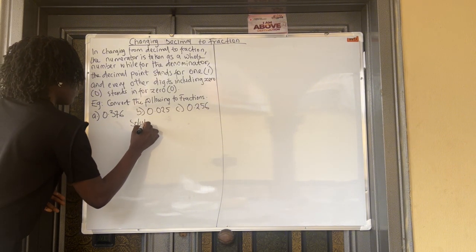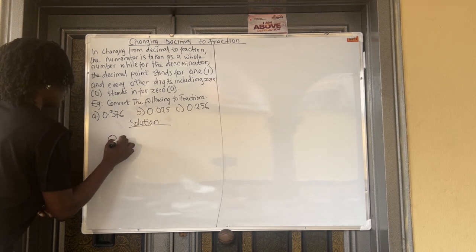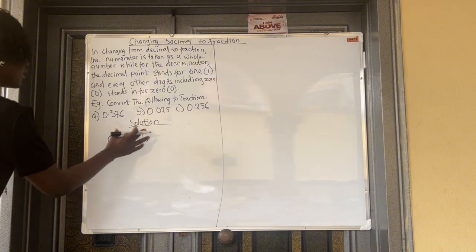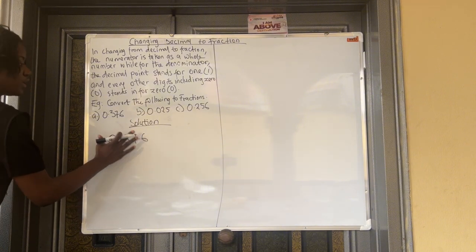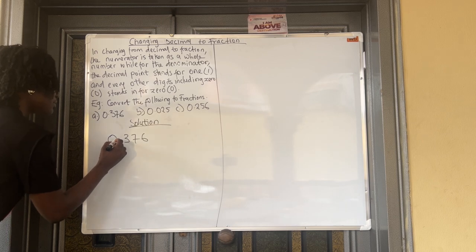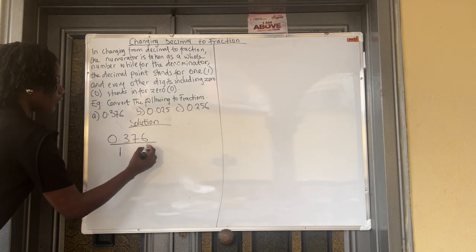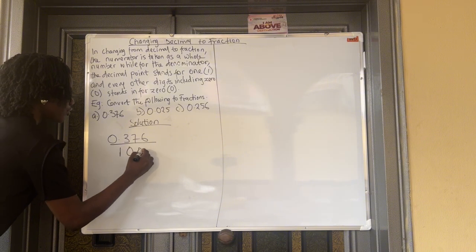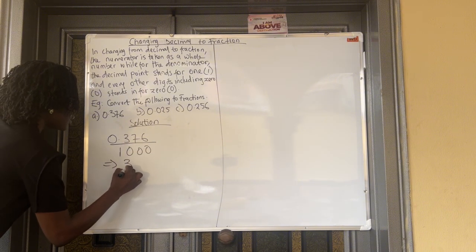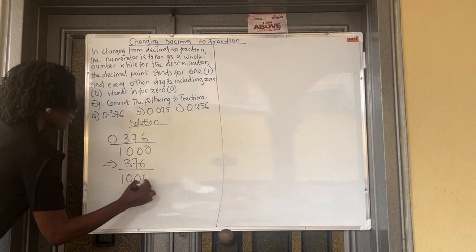Solution. Now we have 0.376. Like we said in the note, this is the numerator. It becomes a whole number. For the denominator, this decimal point stands for what? 1. Then the other numbers, 0, 0, 0. So now we have converted this. This is now what? 376 over 1000.